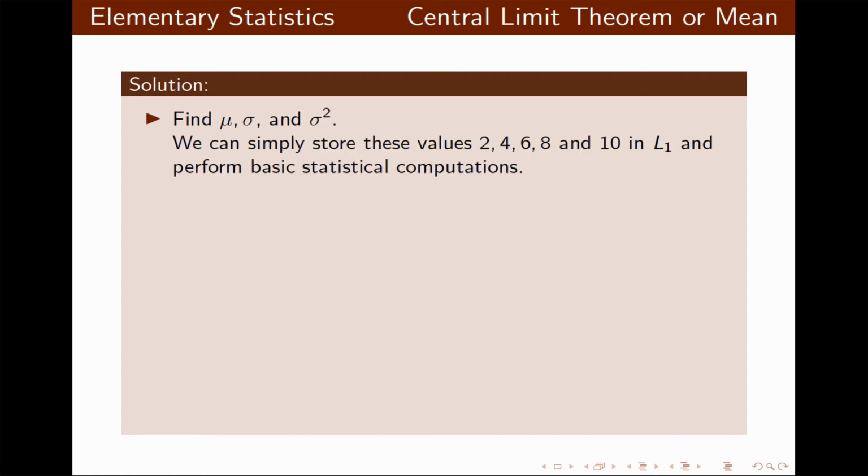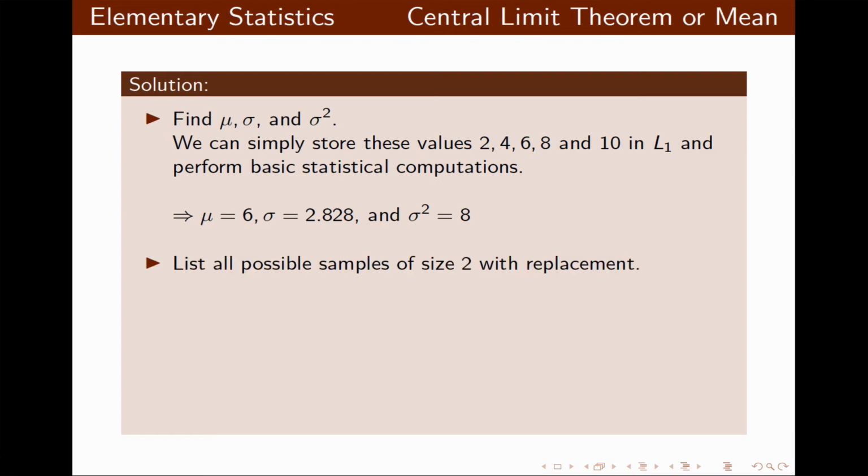So using our calculator, we get the mean to be 6, standard deviation to be 2.828, and the variance to be exactly 8. So we simply put the numbers in a list and then we do our computations.